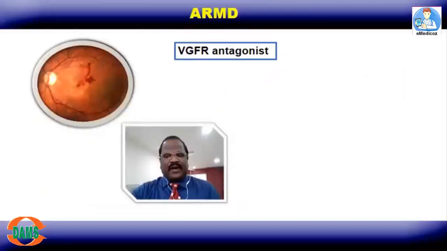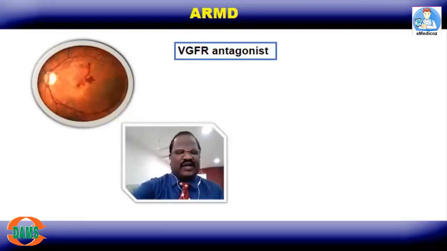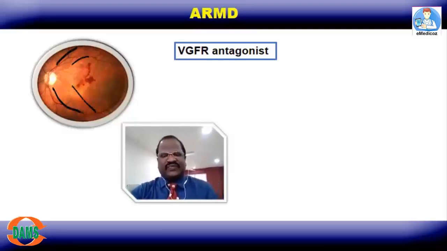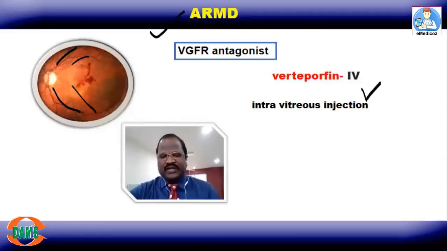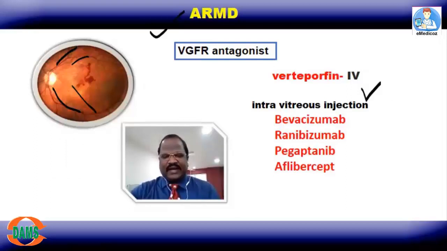Look here. Wet macular degeneration is due to overvascularity, excessive vascular supply. So to control this, we need a VEGFR antagonist, vascular growth factor antagonist. There are two important groups. One is given intravenously, others are given intravitreally. So question, a drug given intravenously as a VEGFR blocker for treating age-related macular degeneration is verteporfin. Whereas there are so many VEGFR blockers given intravitreally. So what are the intravitreal injections available as VEGFR blockers? That includes bevacizumab, ranibizumab, pegaptanib, and aflibercept. All these are VEGFR blockers given by intravitreal injection for the management of wet macular degeneration.